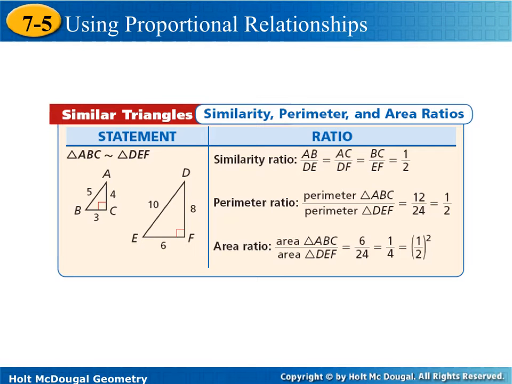Okay, so this is 7.5 part 2. We're just going to pick up where we left off. Now we are dealing with similar triangles and seeing that relationship in the perimeter and area.